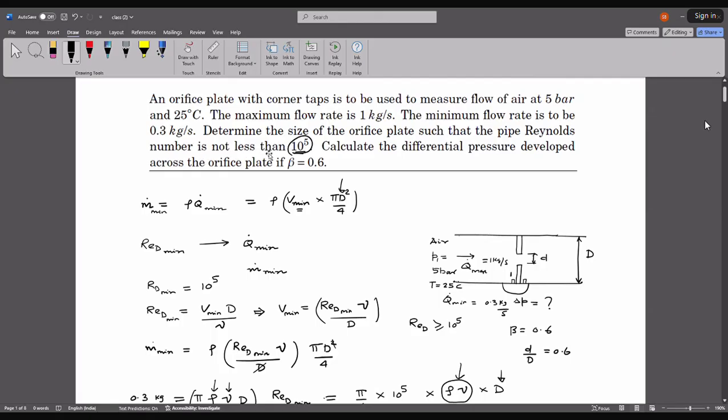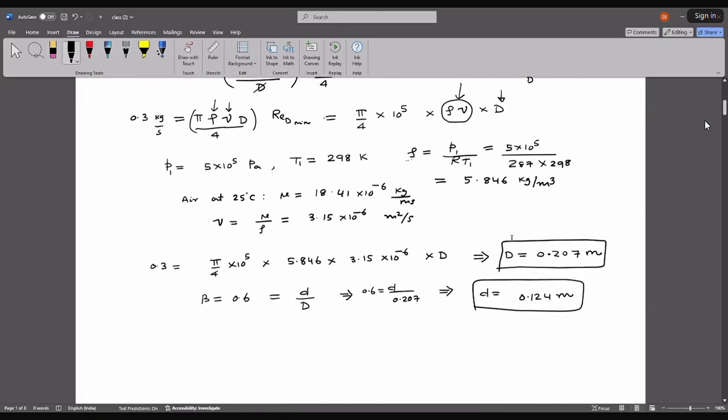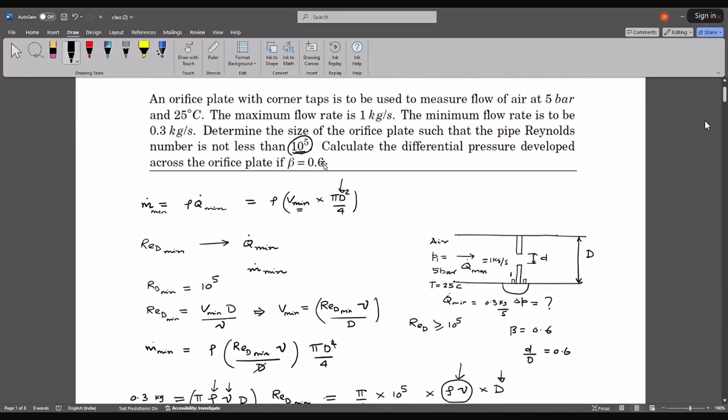When it is saying not less than 10 to the 5, this should be the minimum. So in that case, you should be considering the minimum flow rate condition and find out the tube diameter and then correspondingly the orifice diameter, because the ratio is known. Beta, which is the ratio of the two, is known.